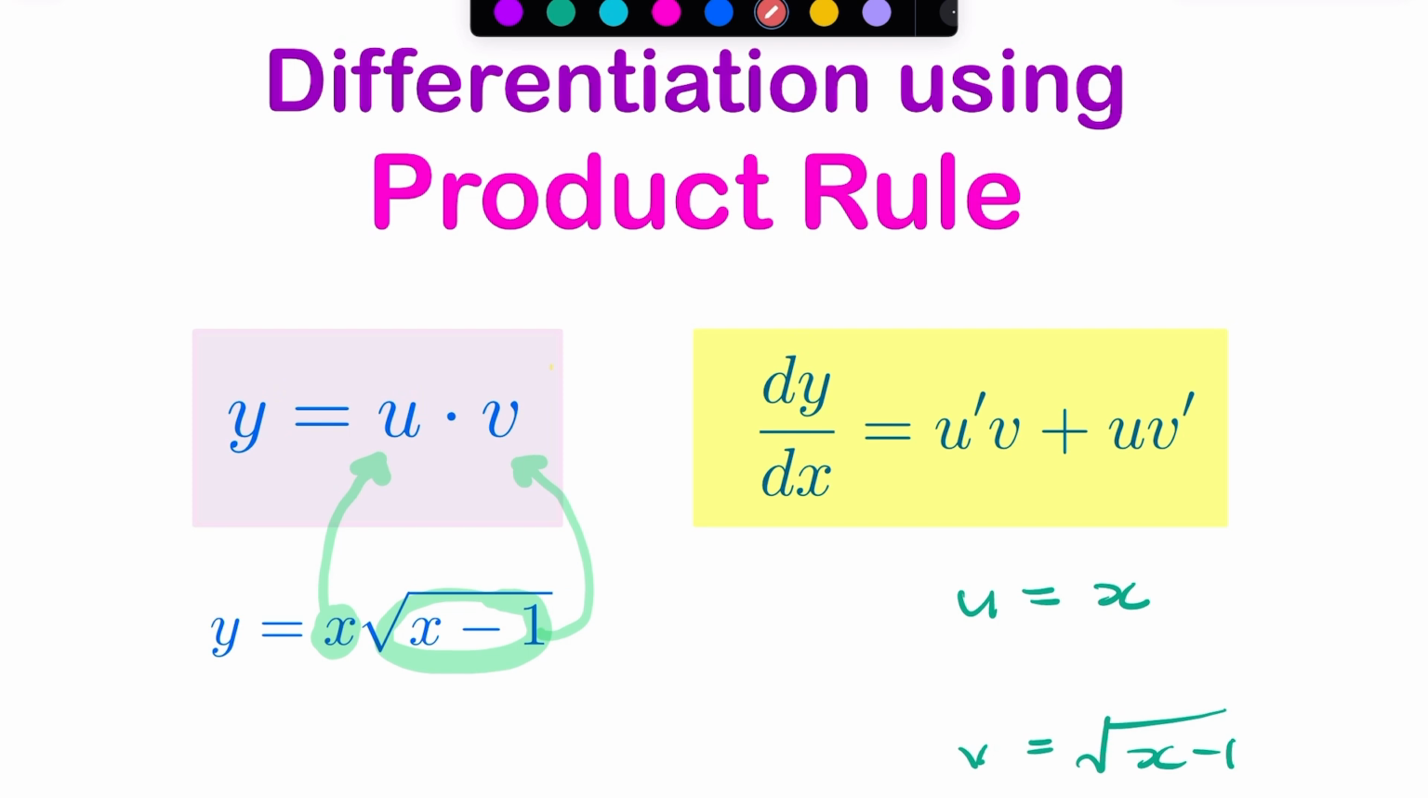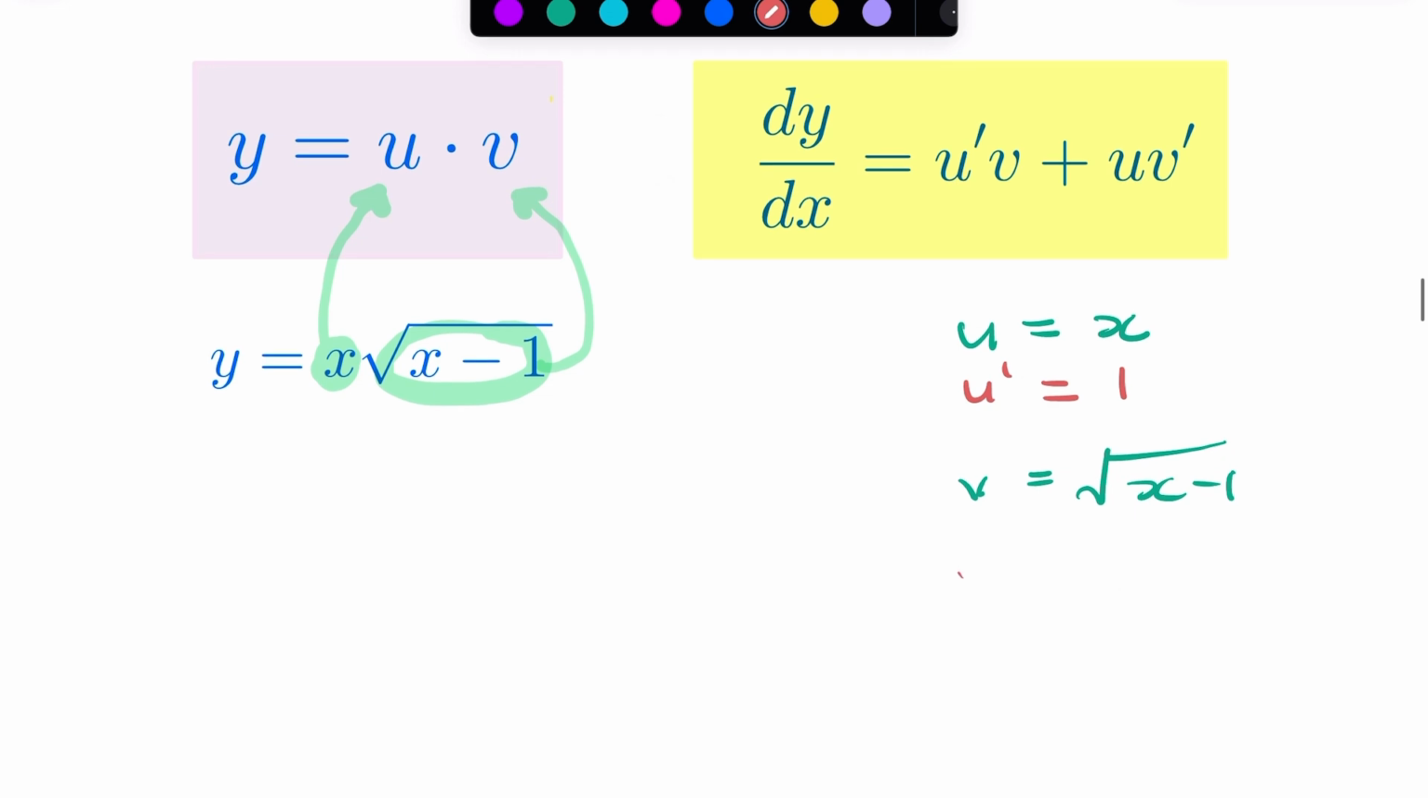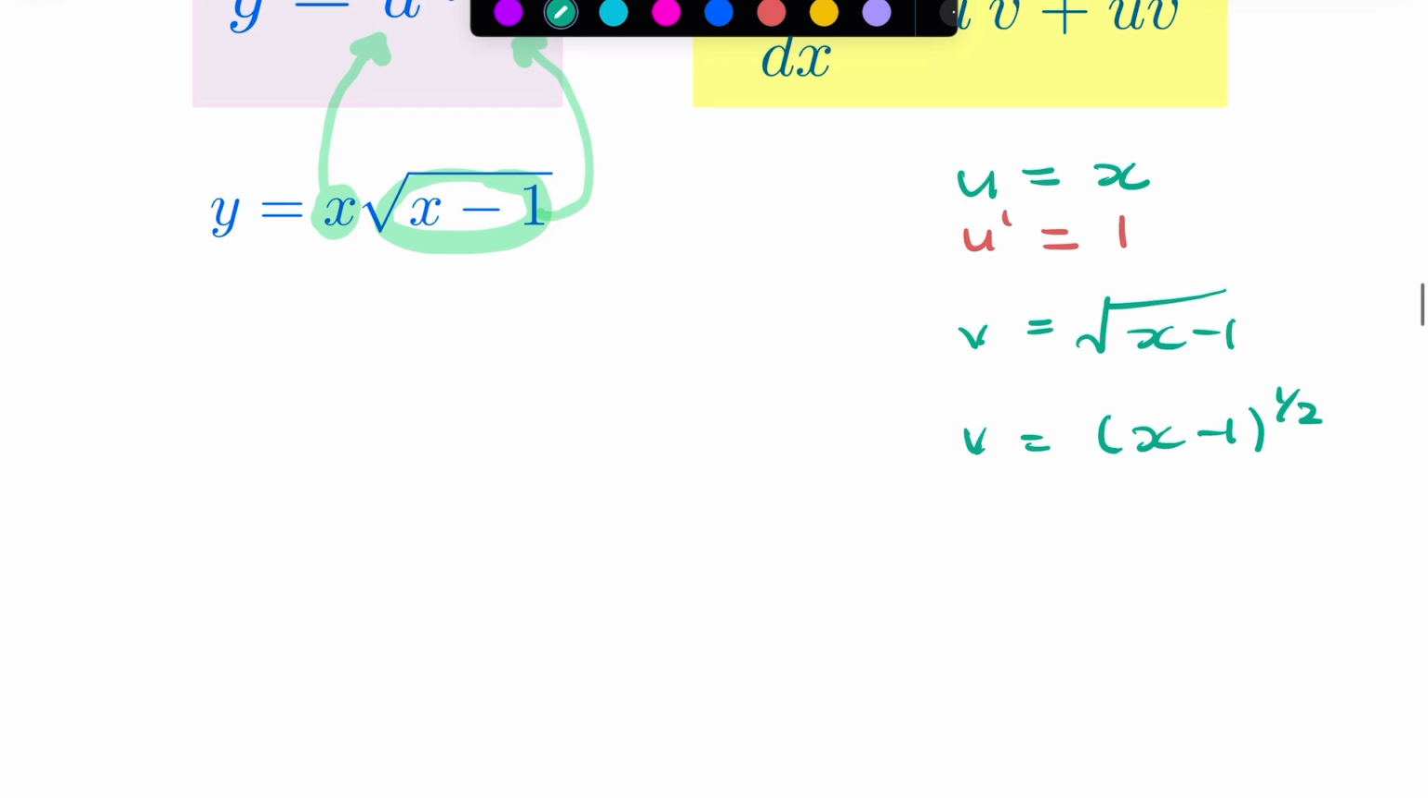So I'm going to write u equals x and v equals square root of x minus 1. So then to differentiate, u dash is simply 1. And if we rewrite v as (x minus 1) to the power half, because that's what a square root is, it's just power half, I can then differentiate v by saying it's 1/2 multiplied by (x minus 1) to the power 1/2 minus 1, which is negative half.